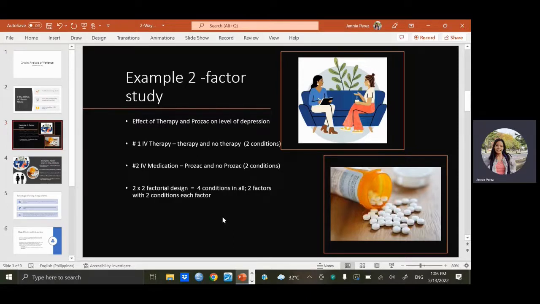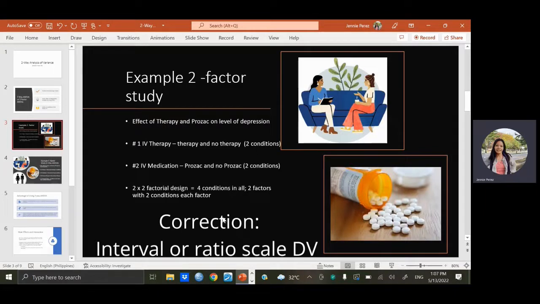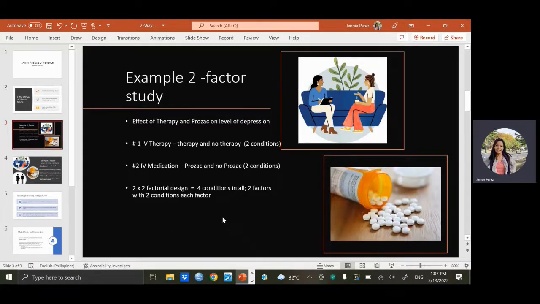For example, we have here a two-factor study: the effect of therapy and Prozac on level of depression. So we have two factors or two independent variables, therapy and Prozac. And we have one dependent variable, which is measured on a continuous scale, an interval or ratio scale. So we have the level of depression, as measured on a psychological test or inventory. These are scores of depression.